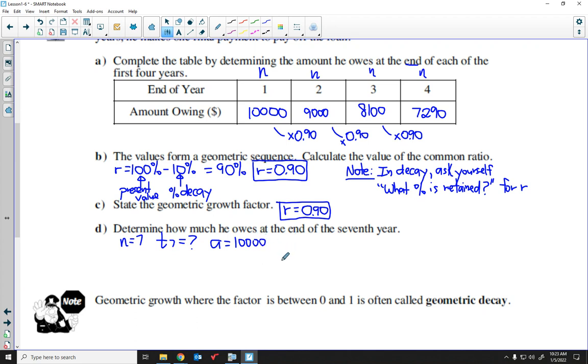Again, he makes a payment at the start, I think, of the year. Okay, and then R would be 0.90. Going to the general formula for a geometric sequence, you'd have T of n is equal to A R to the power of n minus 1. We want to calculate T7, which would be 10,000 multiplied by R, which is 0.90.